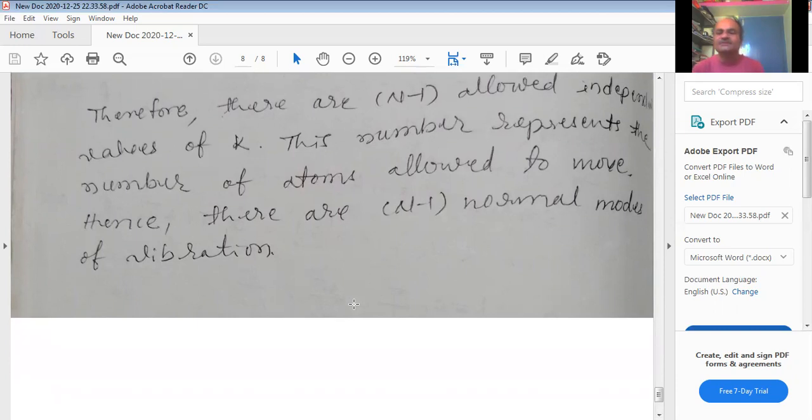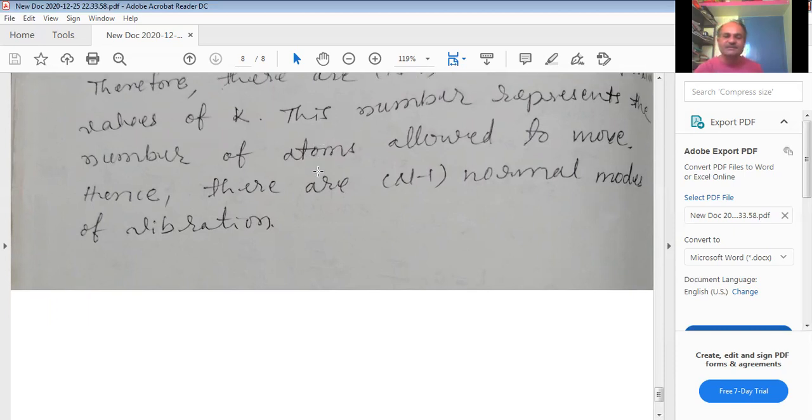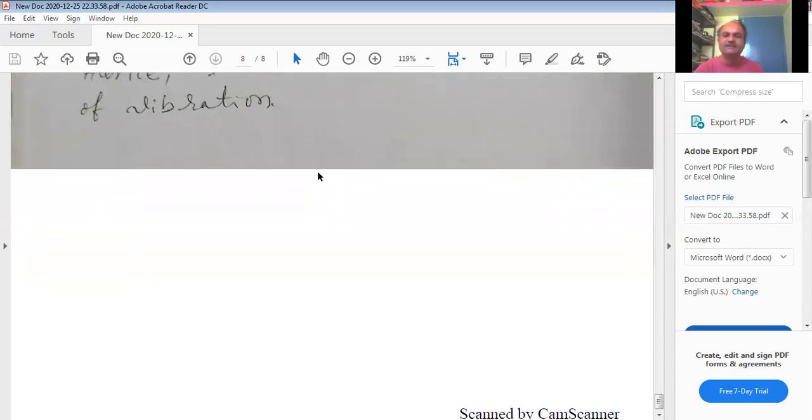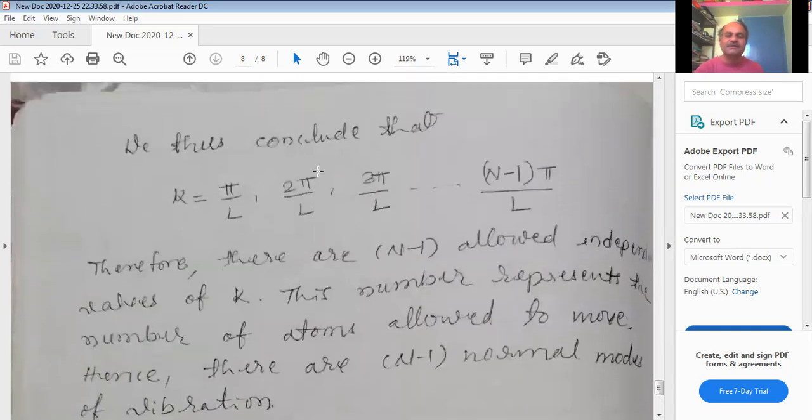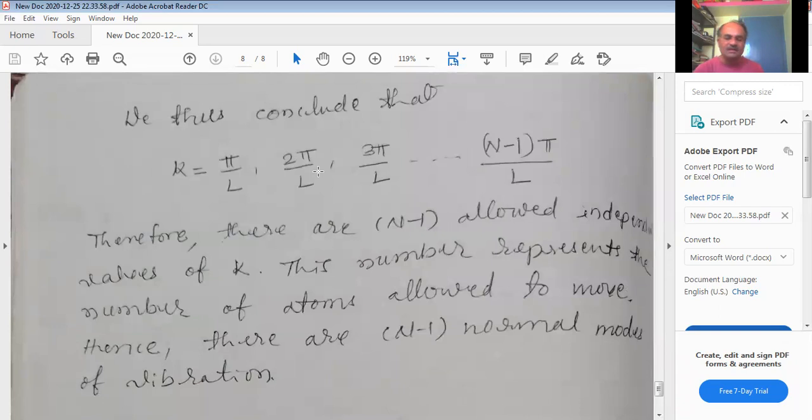The normal modes of vibrations depend upon the number of degrees of freedom. So how many atoms are free, that is very important. Here N minus 1 number of atoms are free to move. Therefore, there are N minus 1 number of normal modes of vibrations. So this concept is applied. It's all about the monatomic lattice, and this is very important from the examination point of view, and you should take care of that. Immediately we have to prepare.